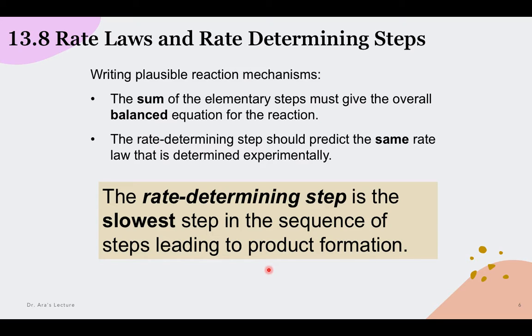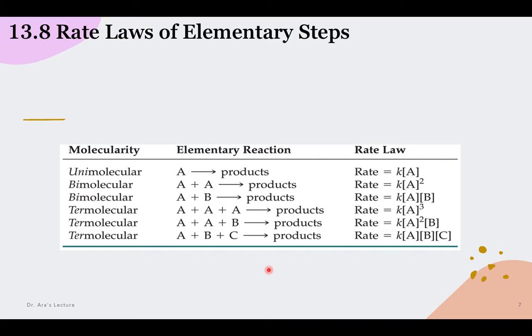Now the question: the step which is slow is called the rate determining step, because that step represents the rate law that is similar to the overall rate of the reaction. Let's see the example. Before going into that, you can see here unimolecular one.